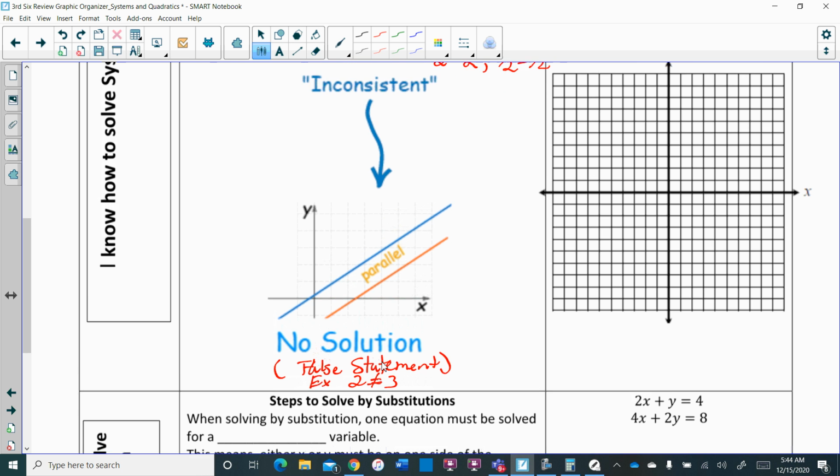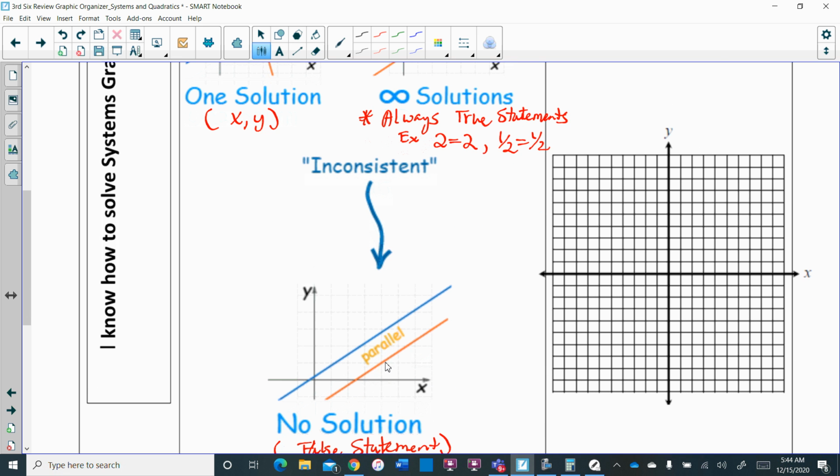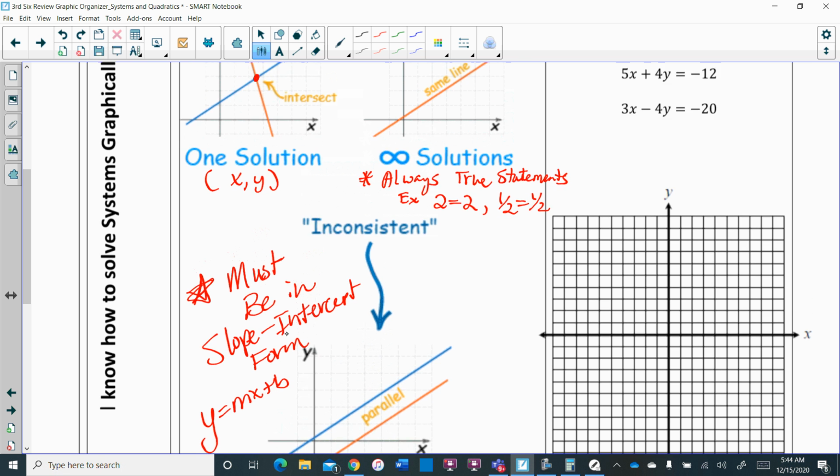Now, whenever solving graphically, and I can't stress this enough, your equation has to be in slope-intercept form, which means it has to look like y equals mx plus b. If it does not look like that, that's where the work comes into play. You have to solve for y. You have to put it in that form so that you can graph it.